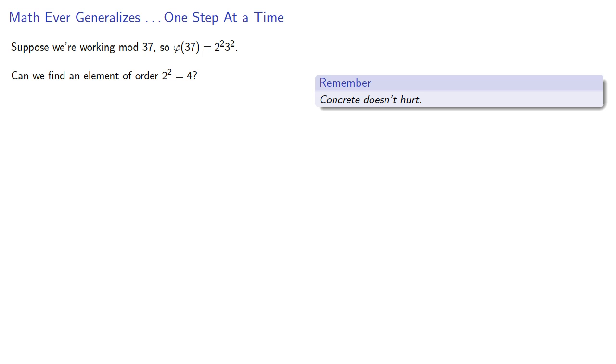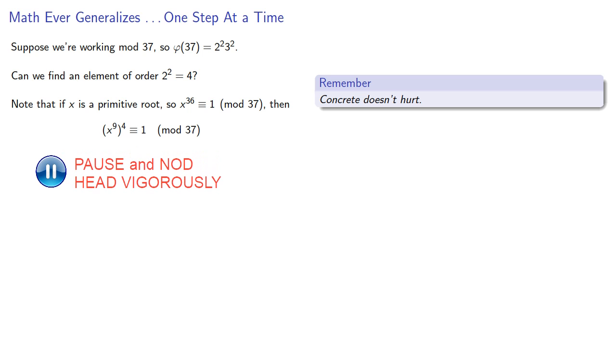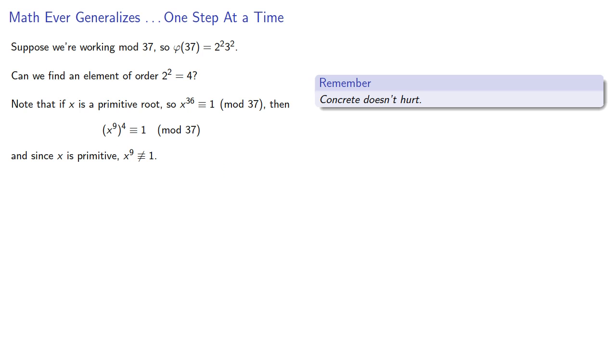So first, note that if x is a primitive root, so x to the 36 is congruent to 1 mod 37, then we can break up that exponent as x to the 9th to the 4th power. And since x is primitive, x to the 9th can't be congruent to 1. And it can't have order 2 since that would imply that x to the 18th is congruent to 1. So it must have order 4.